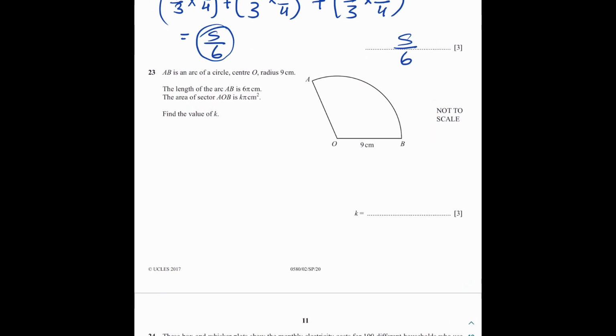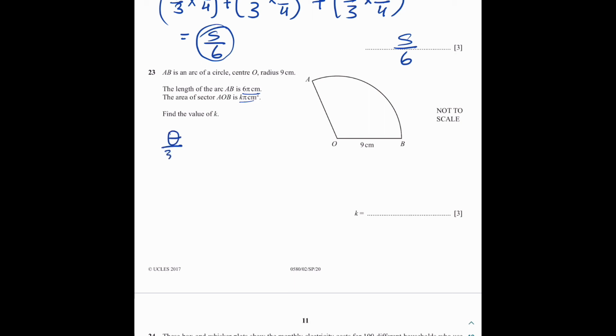AB is the arc of a circle with center O and radius 9. Find the value of K. The length of arc AB is 6 pi centimeters, and the area of the sector is K pi square centimeters. Okay, cool.